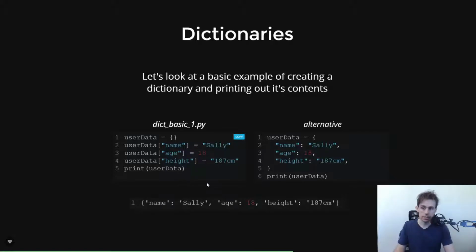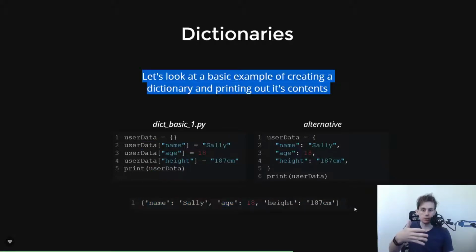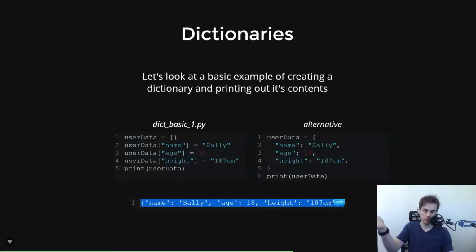So if I wanted to create a dictionary here, I can do it like this. I create an empty dictionary. I then go and populate. I say that the key name has value Sally, the key age has value 18, the key height has value 187 centimeters, and then I can print that whole dictionary, and what Python will print out to the terminal is that at the bottom. You can see the structure of it is just, as we described, a series of key value pairs. These are just associations. Name is associated with this value, age is associated with this value, height associated with that value.